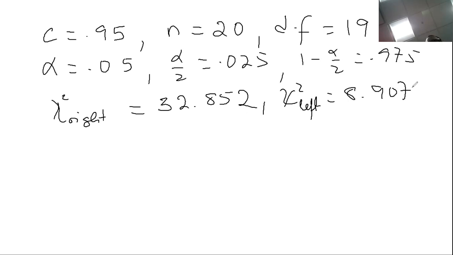So the confidence interval will be n minus 1, which is 19, times s squared. What was s here? 1.6, the standard deviation, was 1.6. I'm sorry, S is 1.6. So we are going to do here 19 times 1.6 squared over 32.852.